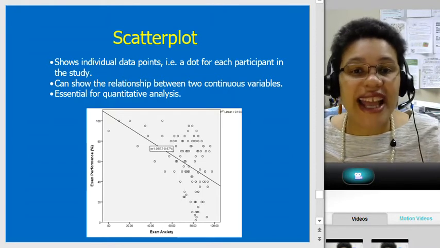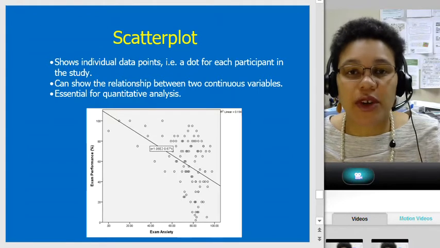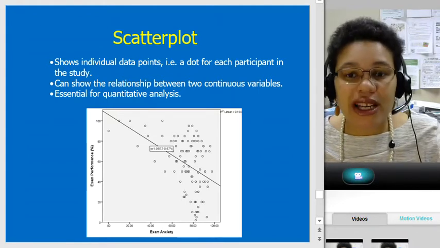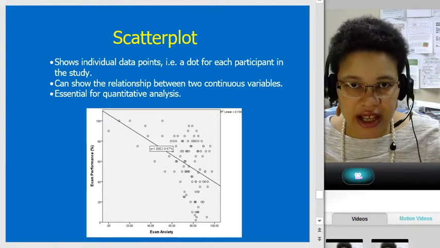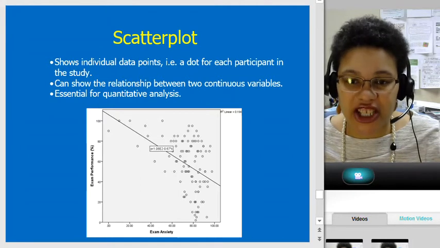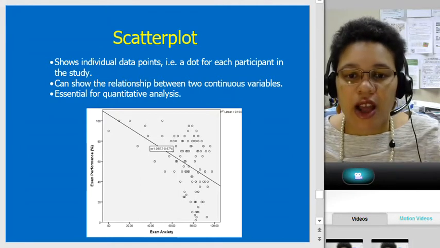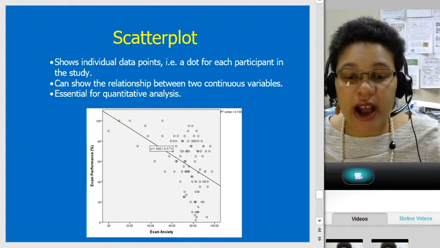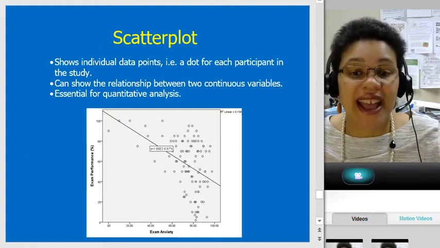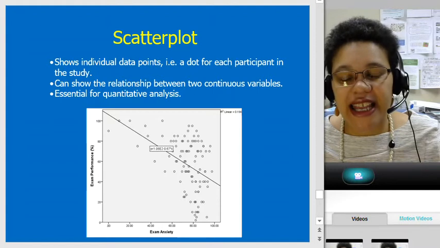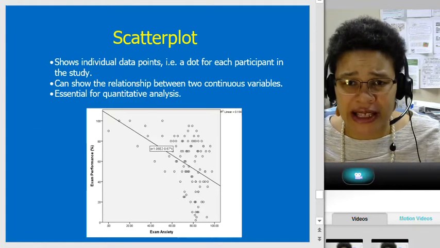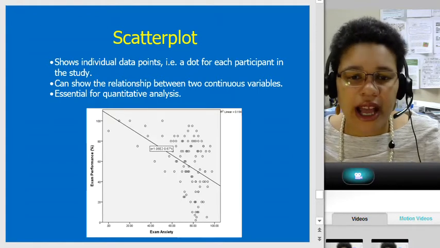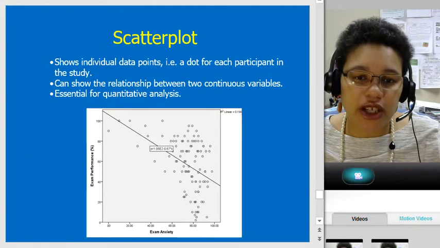A scatter plot shows individual data points, for example, a dot for each participant in the study. It can show the relationship between two continuous variables, and it's essential for quantitative analysis. Essential. The first thing I do is make box plots and scatter plots. Let's say we're looking at the relationship between exam anxiety and exam performance. We have anxiety on the x-axis going from 0 to 100. They filled out a survey asking how anxious are you? We have performance going from 0 to 100 on the y-axis.